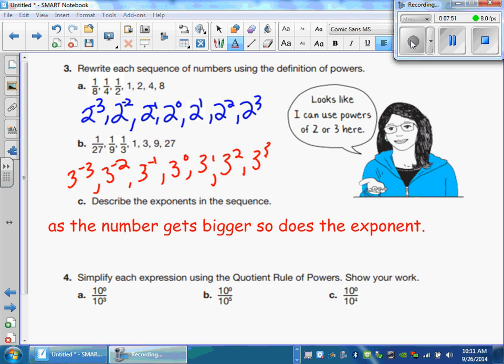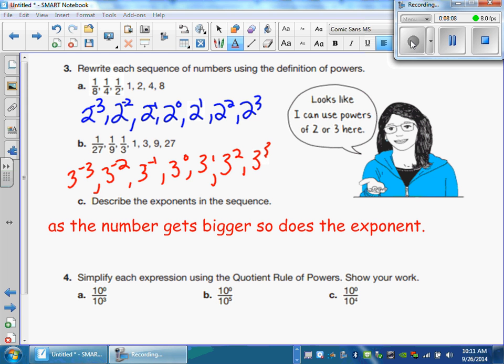Here are my answers to B and C. Again, I followed the same pattern. Small numbers have negative exponents, bigger numbers have positive exponents. My description for the exponents for letter C was, as the number gets bigger, so does the exponent.